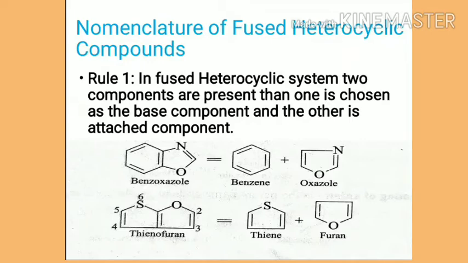So here in the first example this is benzoxazole. So oxazole is the base component and benzene is the attached component. And in phenofuran, thiophene is the attached component and furan is the base component, because oxygen is given priority. Because oxygen comes first in the preferential order.